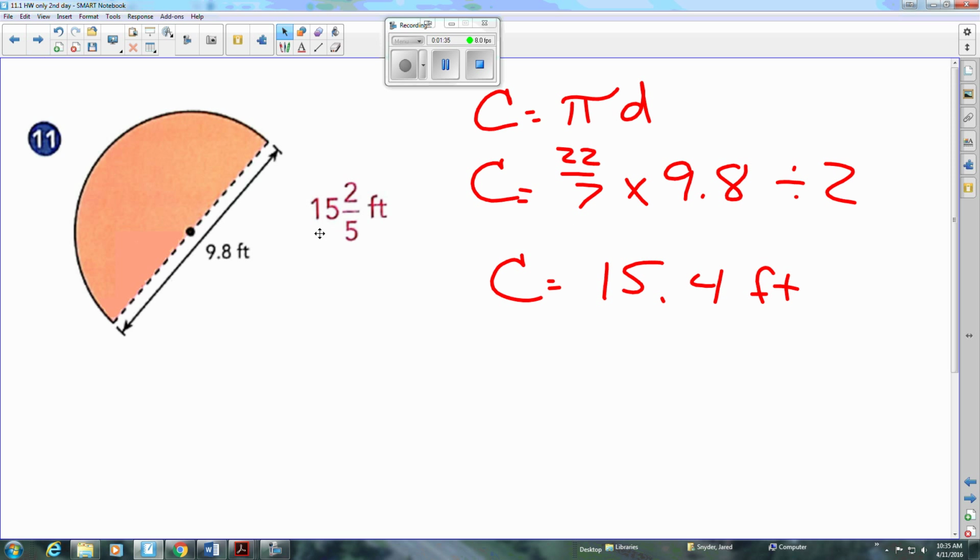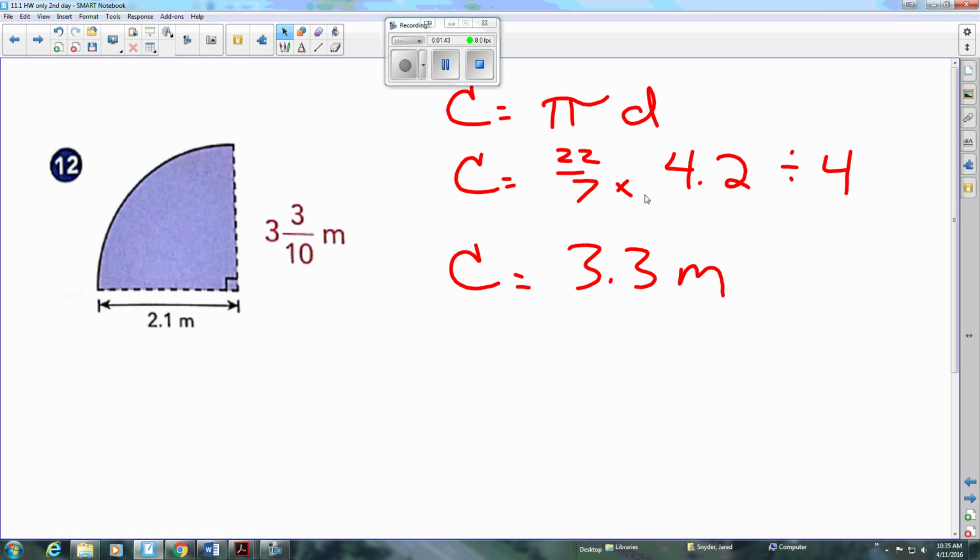This one is 1/4 of a circle, so you would divide by 4. So it's 22/7 times 4.2. The reason why I did 4.2 here is because this is a radius. It's only half of a circle, so you have to double it up still. You get 4.2 times 22/7 divided by 4 is 3 and 3/10, or 3.3.